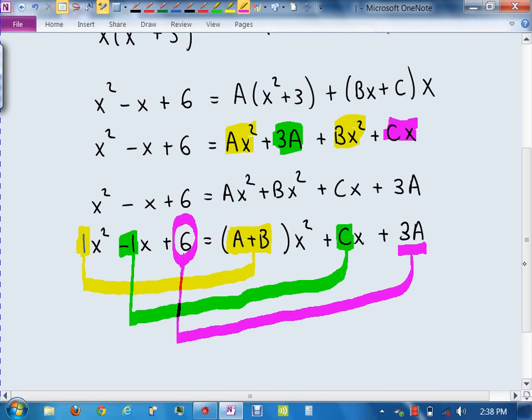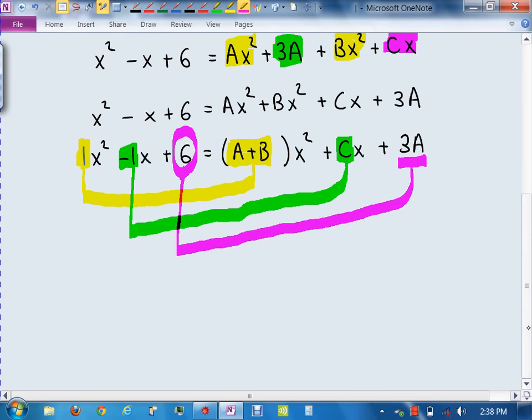All right, we've got a system of equations now. What's the first equation? A plus b equals 1. Second equation? C is -1. We already have C, don't we? The last one, 3a is 6, don't we? You don't even need a calculator for that. A is 2. C is -1. So once you know what A is, you can get B, right? So you can get everything here.